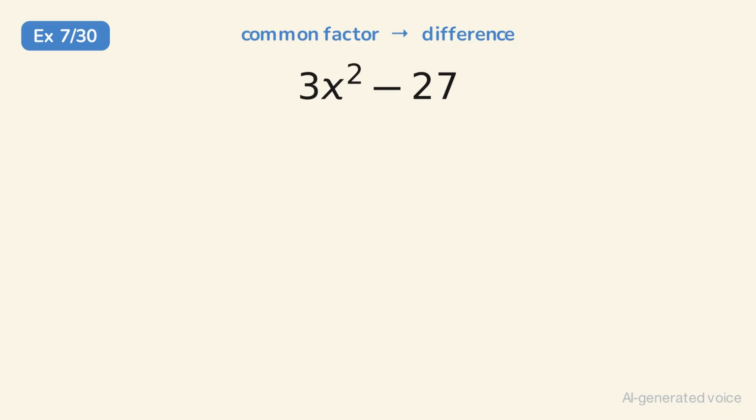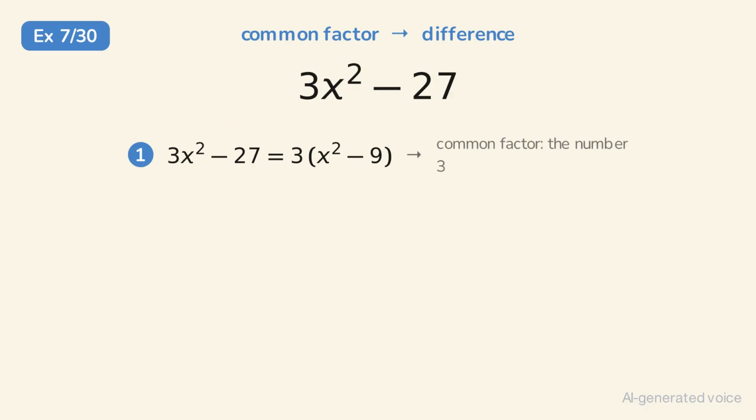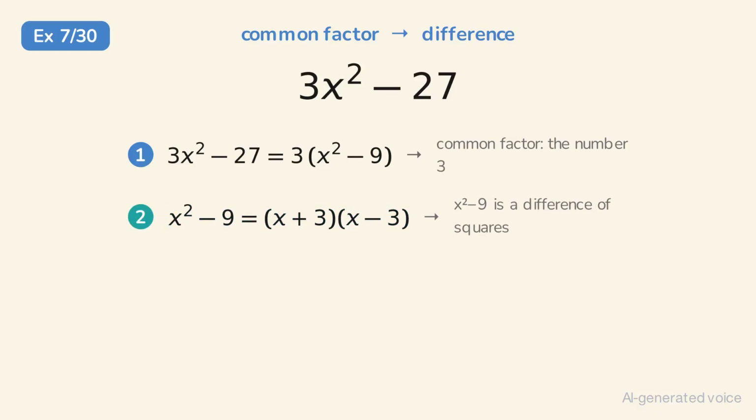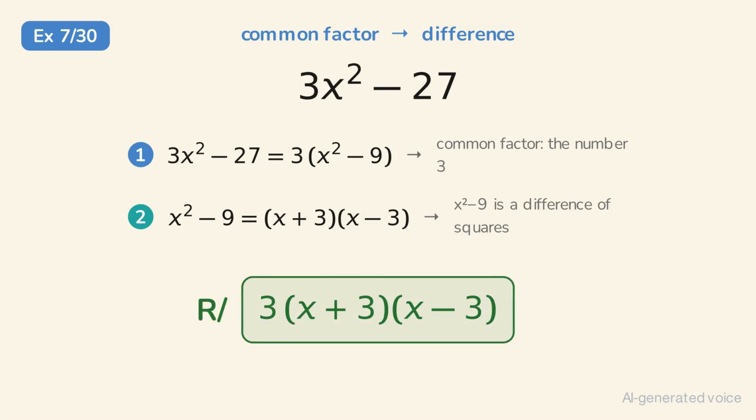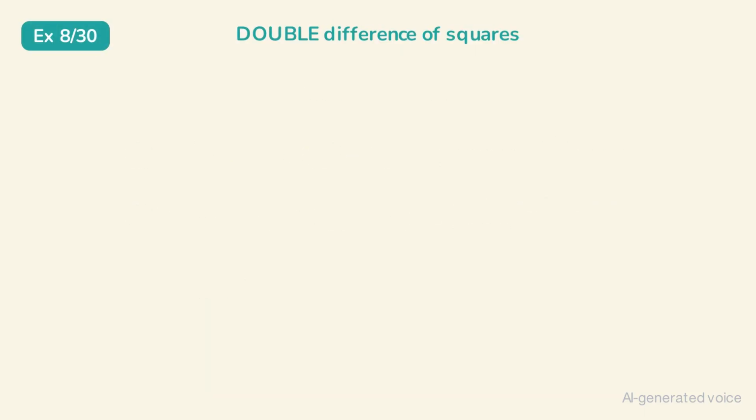Let's factor 3x² minus 27. At first glance, it doesn't look like a difference of squares, because 3 isn't a perfect square. But the rule is the same. Check first for a common factor. 3 fits into both. 3 times 9 is 27. We pull out the 3, and inside we get x² minus 9. And what's left inside is a difference of squares, (x plus 3) times (x minus 3). So we get 3 times (x plus 3) times (x minus 3). Check. (x plus 3) times (x minus 3) gives x squared minus 9, and that times 3 gives 3x squared minus 27.